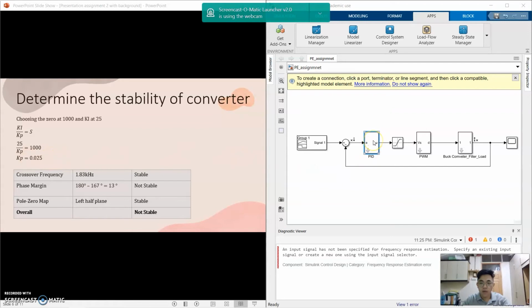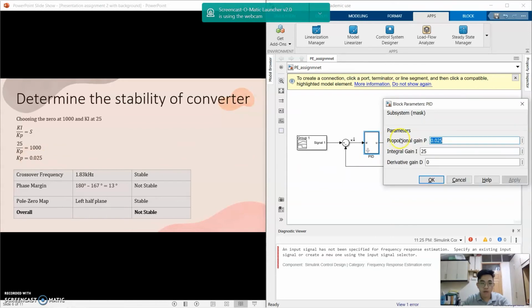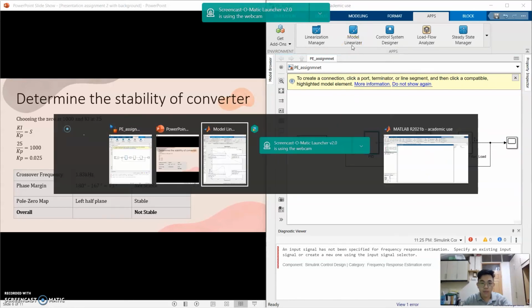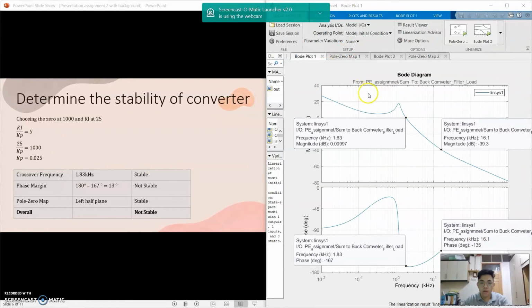So for the setup, we set the gain first, which is Kp equal to 0.025, Ki equal to 25. And we run the model linearizer and we'll get the plot for this. For the magnitude plot diagram, we will get 1.83 kilohertz at 0 dB. So the crossover frequency is considered stable because it is less than the switching frequency, which is 40 kilohertz.